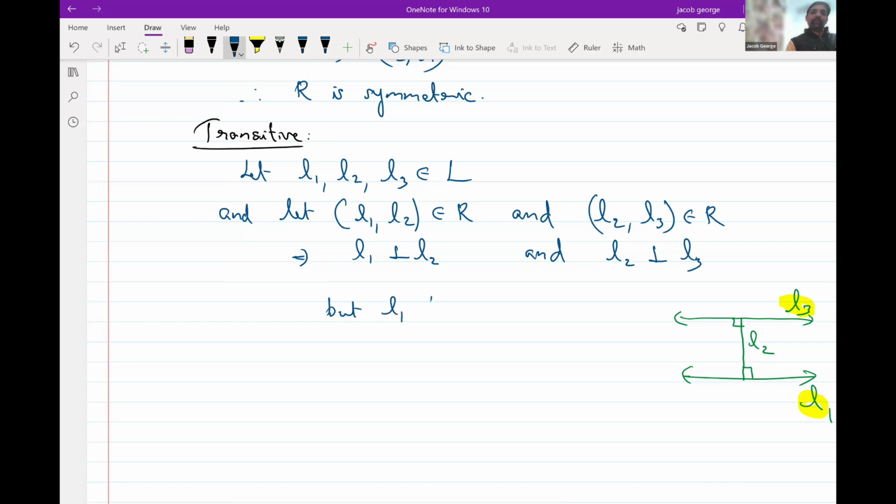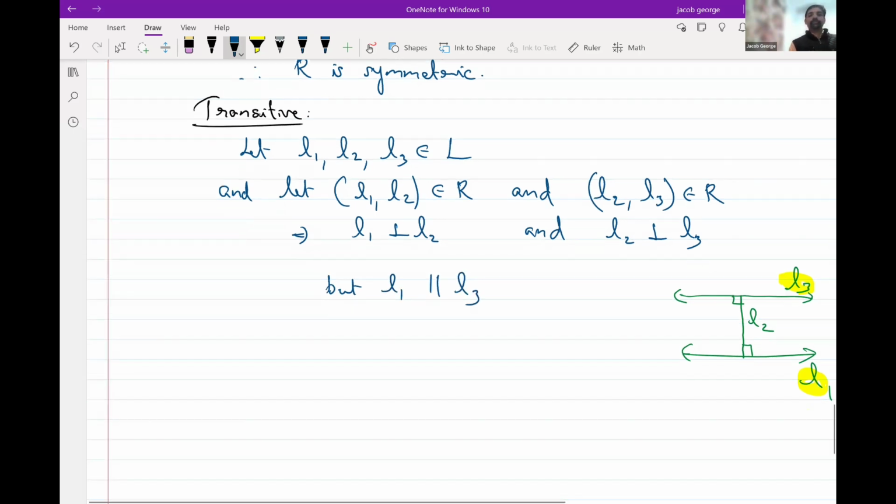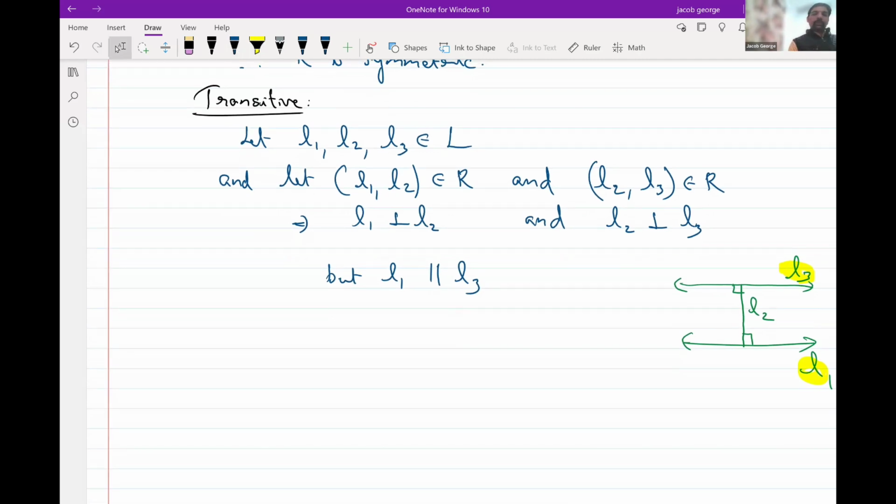L1 is only parallel to L3. So that will give you the conclusion that (L1, L3) is not an element of R. (L1, L3) is not an element of R.